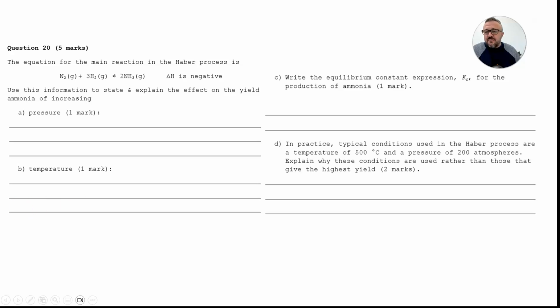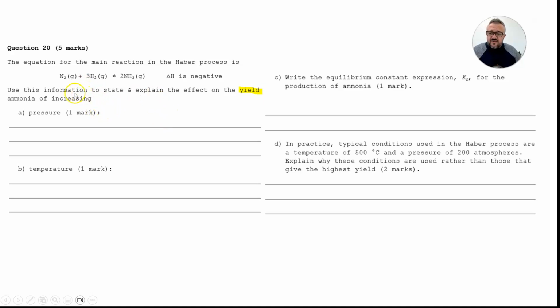So what you end up with is 1 nitrogen molecule plus 3 hydrogen molecules goes towards 2 ammonia molecules, but it is an equilibrium. Everything's a gas. Delta H is negative, so it's exothermic. We're going to use the information given here to state and explain the effect on the yield of the ammonia increasing. That means you need to refer to what's happening up here. So we're talking about yield, not rate of reaction. That's a really common place for those mistakes to happen.